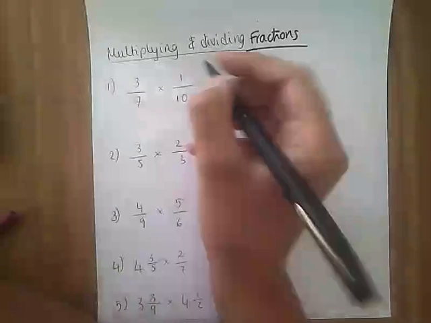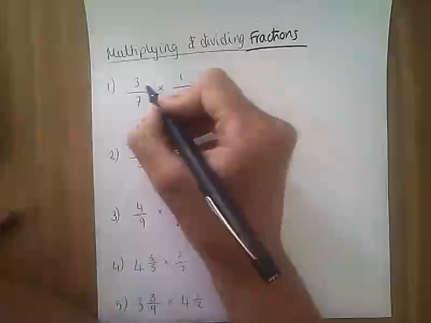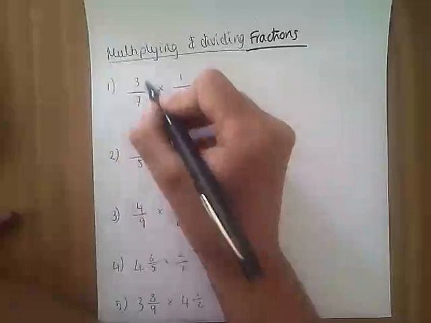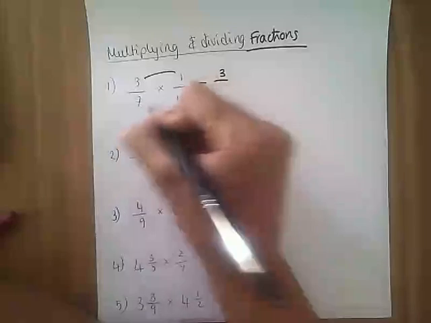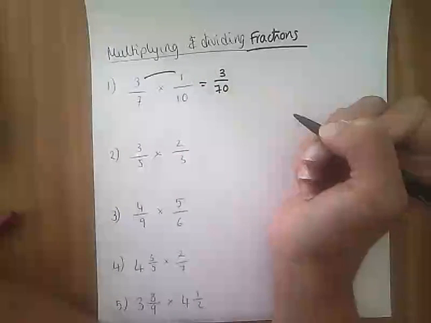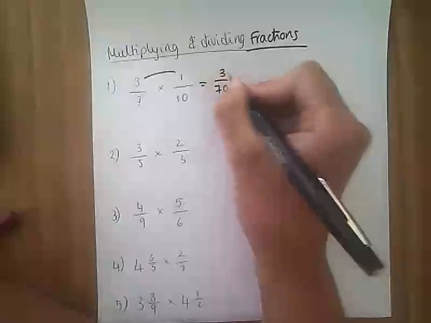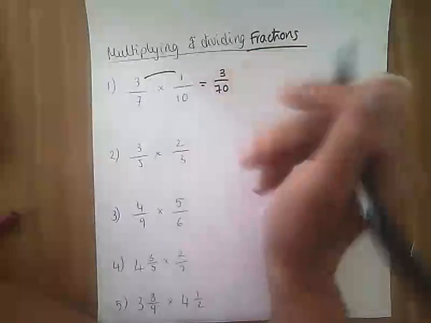Okay, so multiplying fractions. Basically all you have to do is you multiply the two tops, you multiply the two bottoms. So 3 times 1 is 3, 7 times 10 is 70. The answer, 3 over 70. If you can simplify this, then you should. If you can't, it stays as it is.